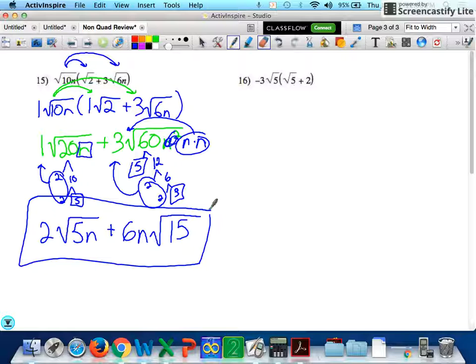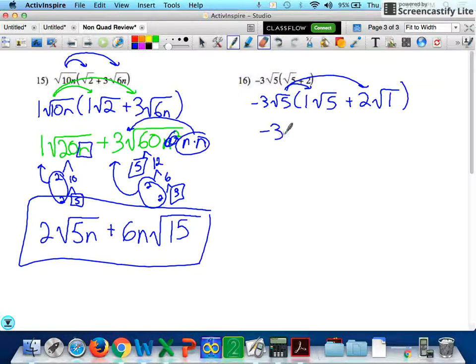Okay? Number 16 follows suit very carefully. -3 square roots of 5 times 1 on the square root of 5 plus 2 on the square root of 1. So this time I didn't have a square root. I fixed that by having a square root of 1 there. When I multiply, I get -3 on the square root of 25, outside times outside, inside times inside, and I get -6, outside times outside, on the square root of 5, because 5 times 1 is just 5.